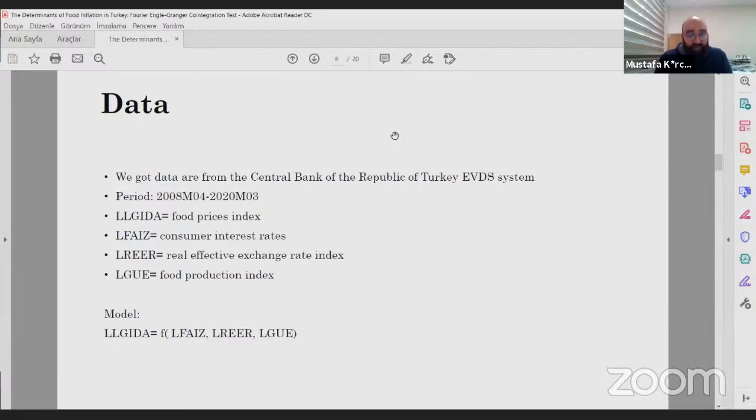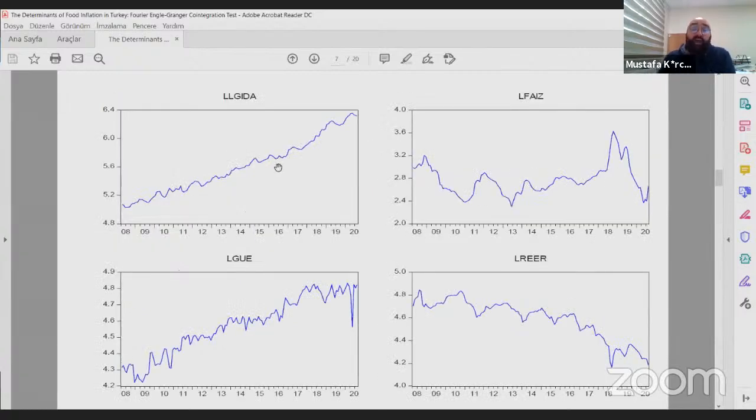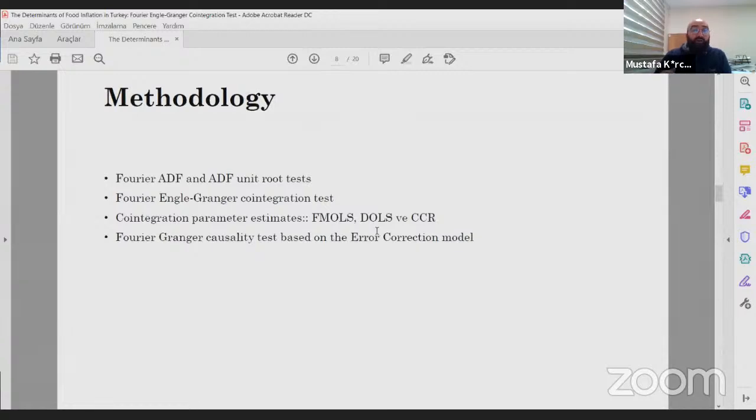Also, in our model, LGIDA is our dependent variable and the others are independent variables. You can see all the variables' time series graphs. LGIDA has a positive trend, and the interest rate also has a positive trend, and RER has a negative trend. The negative trend of RER means the Turkish lira's value decreased, and the interest rate is very wavering. Our methodology.